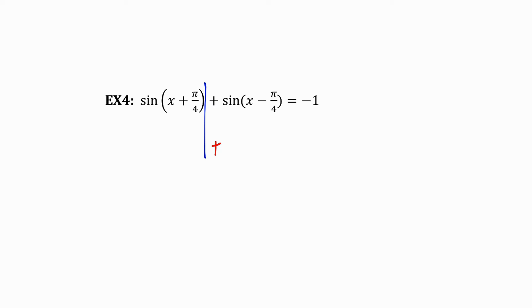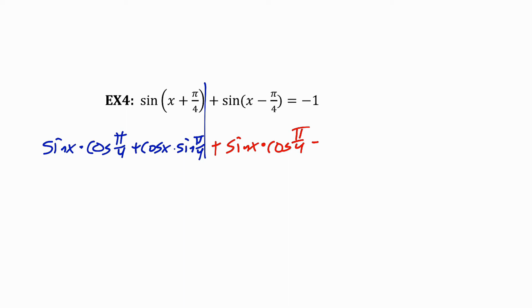Following that sum formula, we've got the sine of x plus pi over 4 is the sine of x times the cosine of pi over 4 plus the cosine of x times the sine of pi over 4. On the other one, on the right side, the sine of x minus pi over 4 is the sine of x times the cosine of pi over 4 minus the cosine of x times the sine of pi over 4.